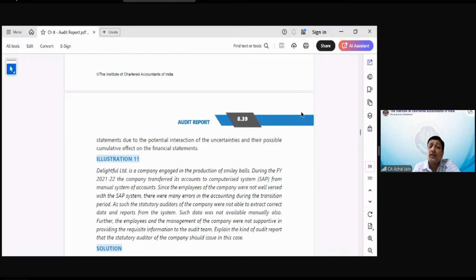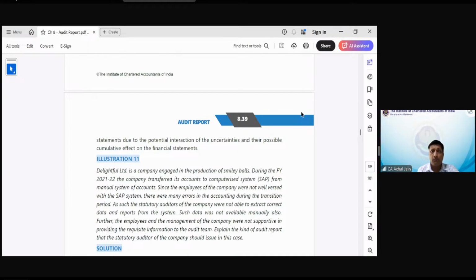Employees and management of the company were not supportive in providing the requisite information to the audit team. So let's understand this problem. See, auditor is asking for such data. Manually, it's not there. Why? Because earlier the client was doing things manually. Now they have moved to a package. In the SAP, that required information is not available.